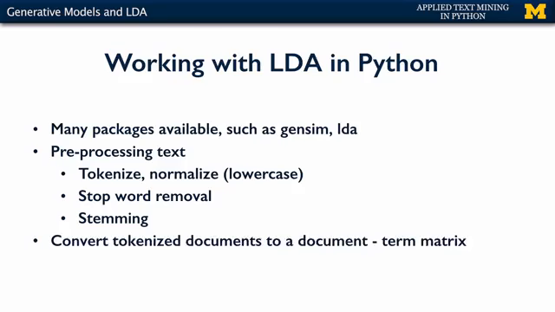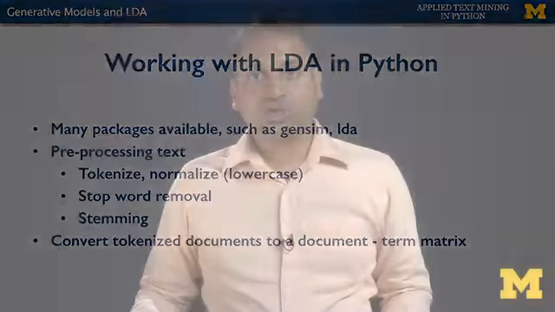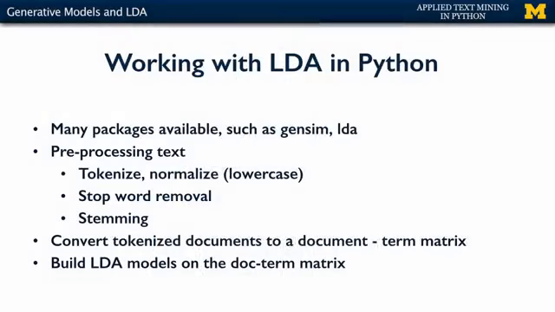And then once you have done the preprocessing steps, you convert this tokenized document into a document term matrix. So going from which document has what words to what words are occurring in which documents, getting that document term matrix would be the important first step in working with LDA. And then once you have built this document term matrix, you build the LDA models on top of it.